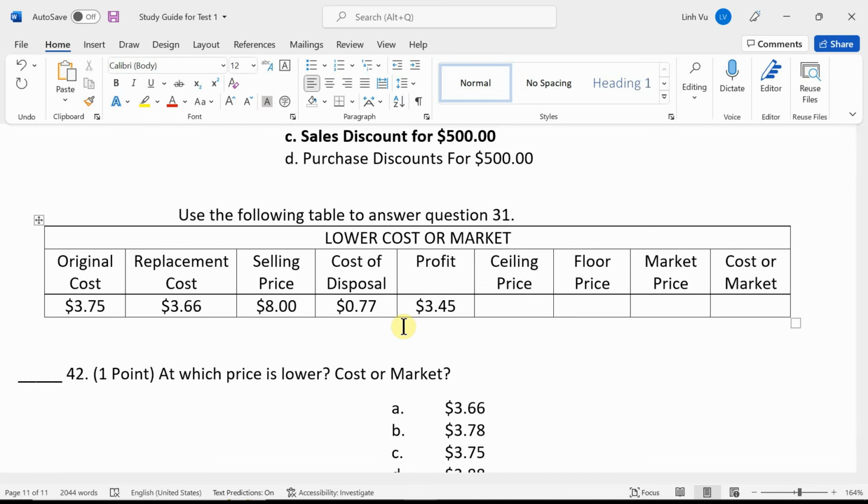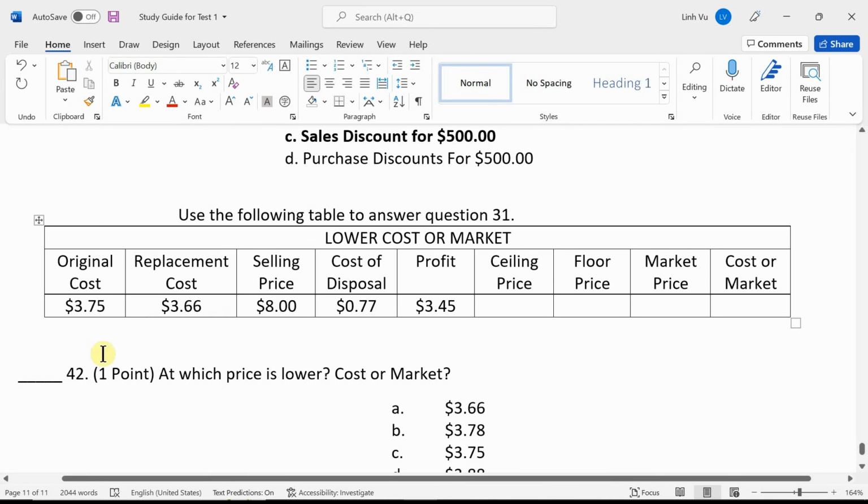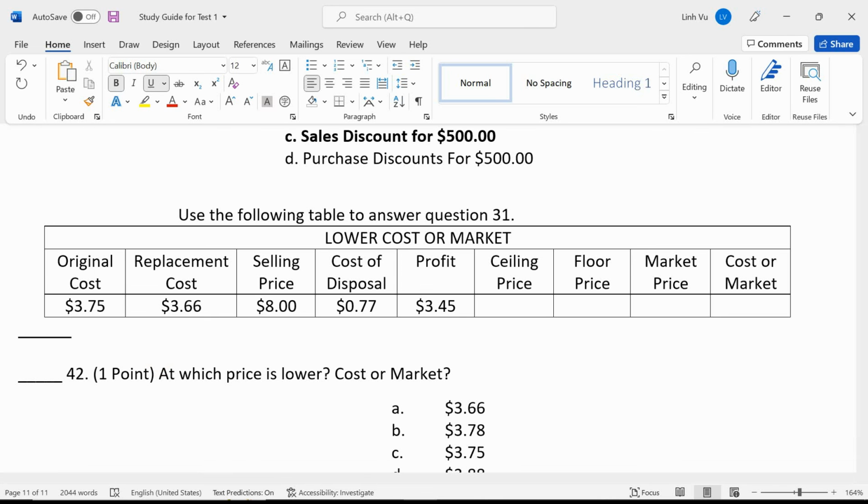Good. Last question of the day is going to be a lower of cost or market. So once again, I will give you these numbers here where the original cost was $3.75. The replacement cost is $3.66. The selling price is $8 even. The cost of disposal is 77 cents, and the total amount of profit is $3.45. So, how do we determine the ceiling price?